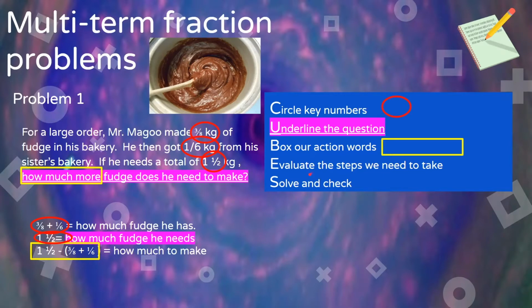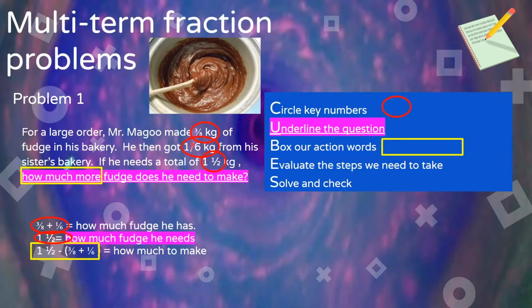So we're going to use our cubes method. I want to go back to that. Hopefully you remember it, but if not, let's talk about it. We circle our key numbers. I used red for our example. We underline the question. We want to know what they're asking us. So when we do that, I underline it and I highlight it, because on the computer, sometimes the underlining isn't enough. Then we box our action words. Are they asking us to add, subtract, multiply? We just want to know what we're going to do. We evaluate the steps we need to take, and then we solve and we check. Okay, we want to make sure our answer or our solution makes sense.